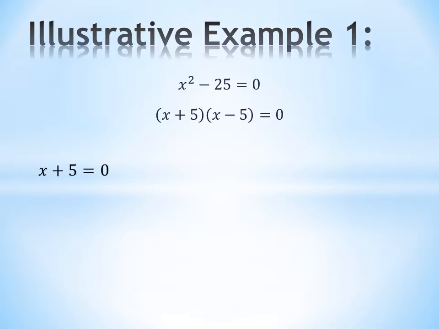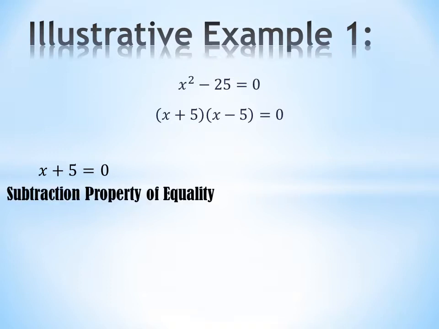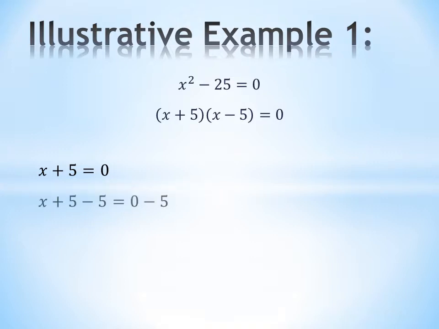For our first factor, we have x plus 5 equals 0. Then, using the subtraction property of equality to find the value of x, we have x plus 5 minus 5 equals 0 minus 5. We know that 5 minus 5 is 0, so what remains on the left side of our equation is just x. And 0 minus 5 is negative 5. Therefore, x is equal to negative 5.